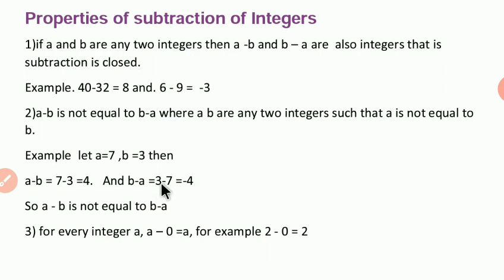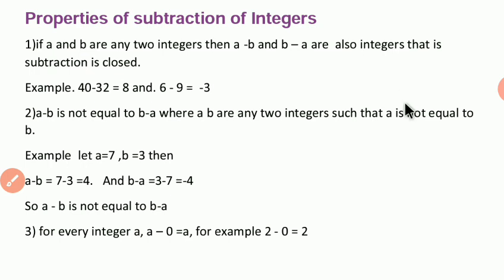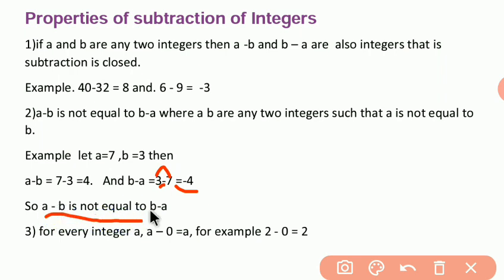So 3 minus 7, plus minus minus, so 7 minus 3, 4, and the sign will be according to the bigger number, means minus 4. So you can see a minus b is 4 and b minus a is equal to minus 4. So a minus b is not equal to b minus a. It means it does not hold the commutative property, as we have seen in addition that a plus b is equal to b plus a, but here a minus b is not equal to b minus a.